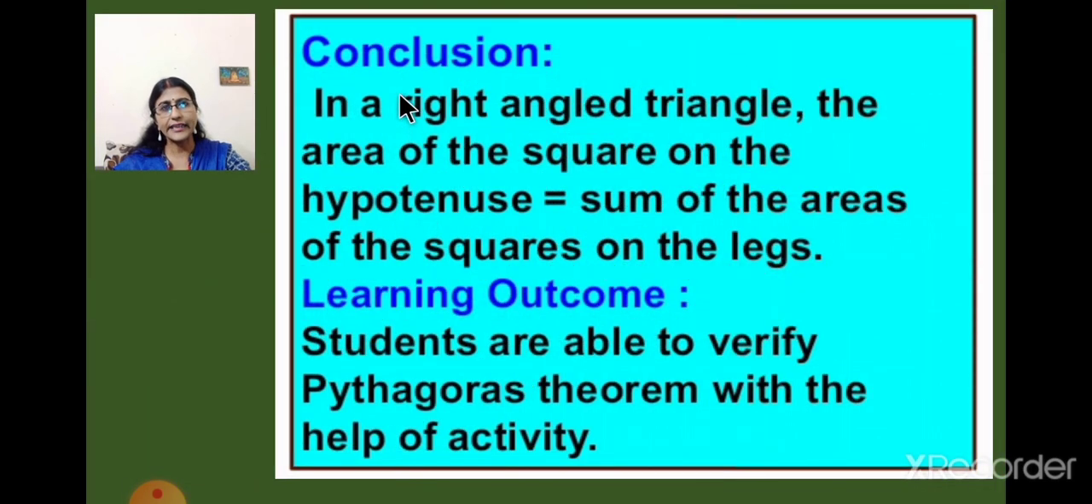And then next heading you will give conclusion. In a right angle triangle, the area of the square on the hypotenuse is equal to the sum of the areas of the squares on the legs, which we have verified. And then learning outcome, students are able to verify Pythagoras theorem with the help of activity. So this is the way you are going to complete the whole activity.